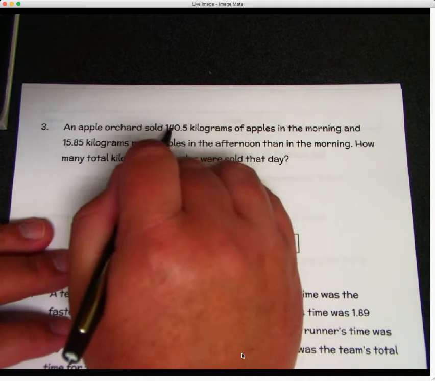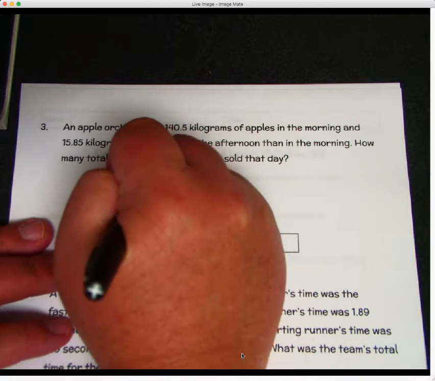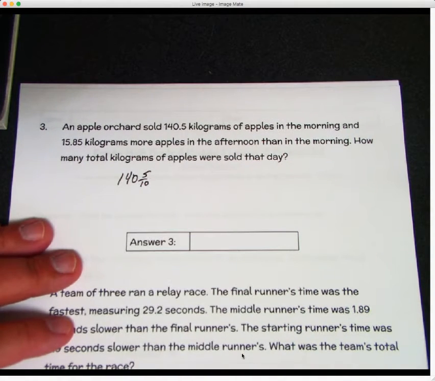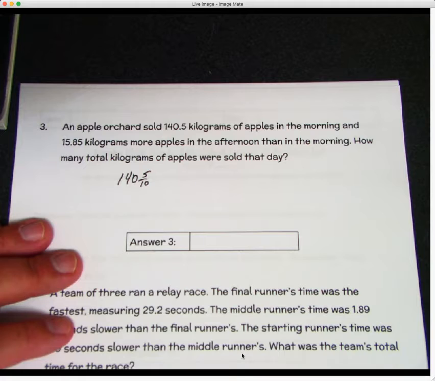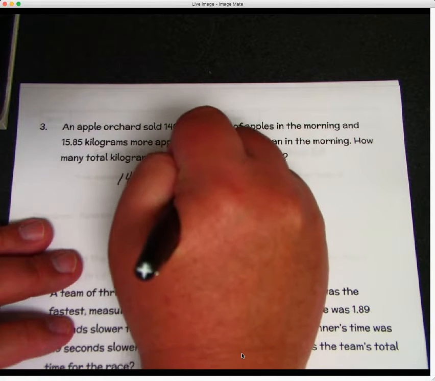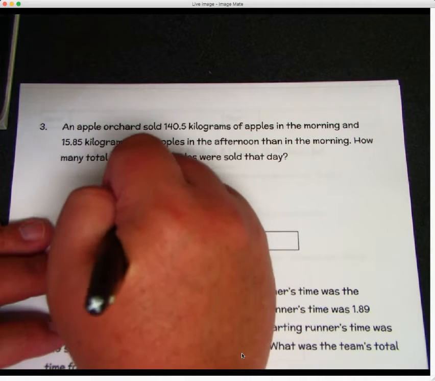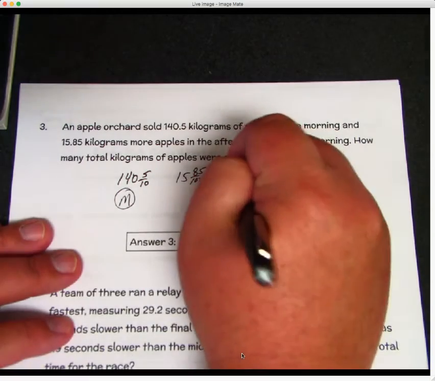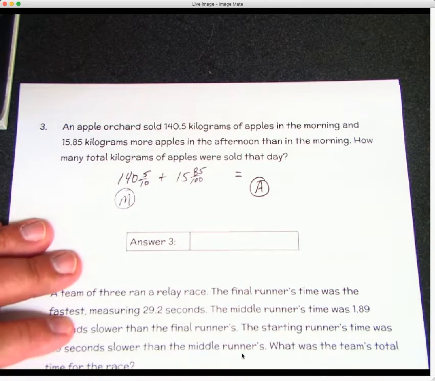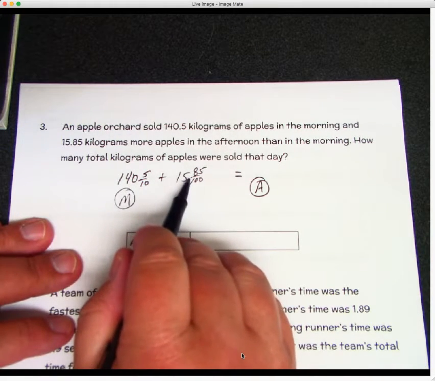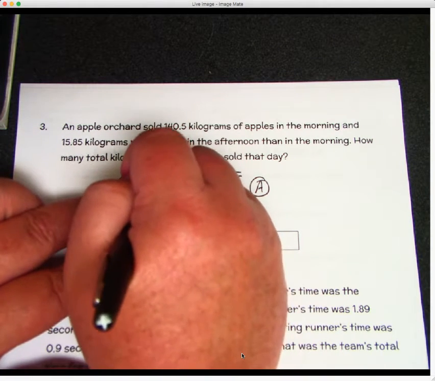So let's start by writing this problem out. They sold 140 5/10 kilograms of apples in the morning. And they sold 15 85 hundredths kilograms more than that in the afternoon. So this is the morning. We know that's the morning. And we're going to add these to this to find out how much they sold in the afternoon. Morning is this, and they sold this much more in the afternoon than in the morning. So let's add this to this. So 50 tenths is 50 hundredths.